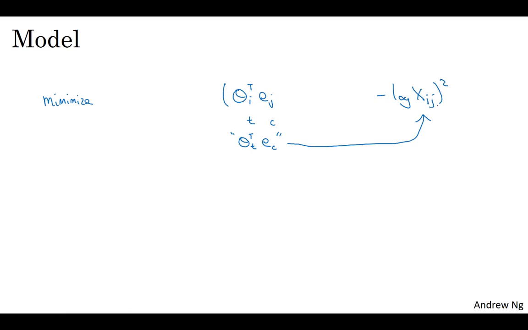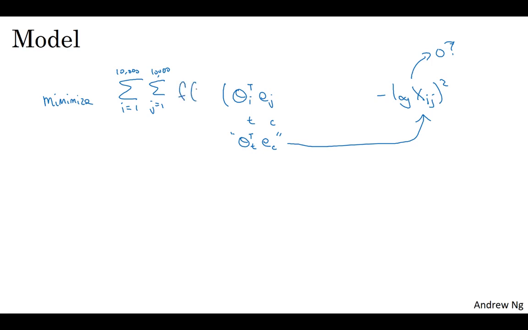And so what we're going to do is solve for parameters theta and e, really using gradient descent, to minimize the sum over i equals 1 to 10,000, sum over j from 1 to 10,000 of this difference. So you just want to learn vectors so that their inner product is a good predictor for how often the two words occur together. Now, just some additional details. If X_ij is equal to 0, then log of 0 is undefined, negative infinity. And so what we'll do is we won't sum over the terms where X_ij is equal to 0.